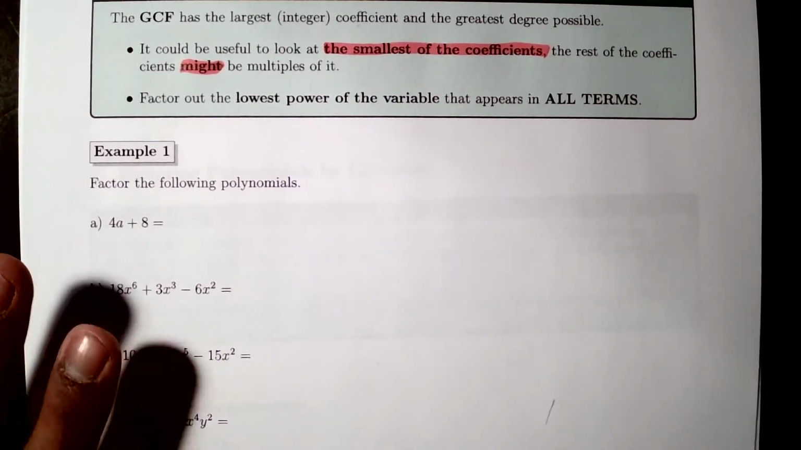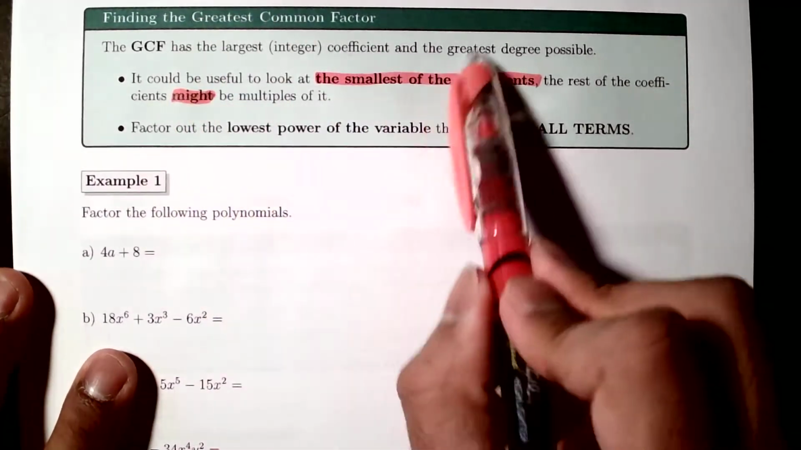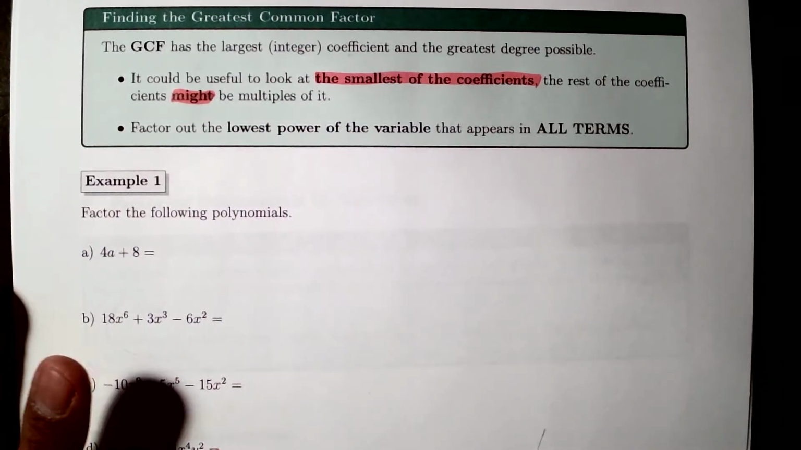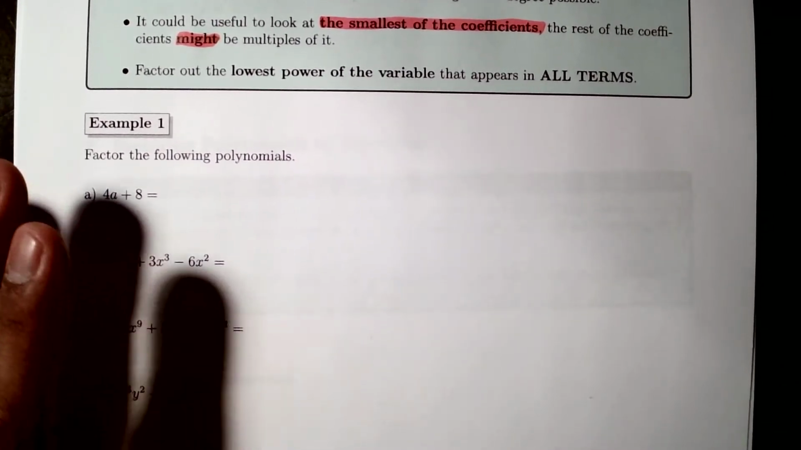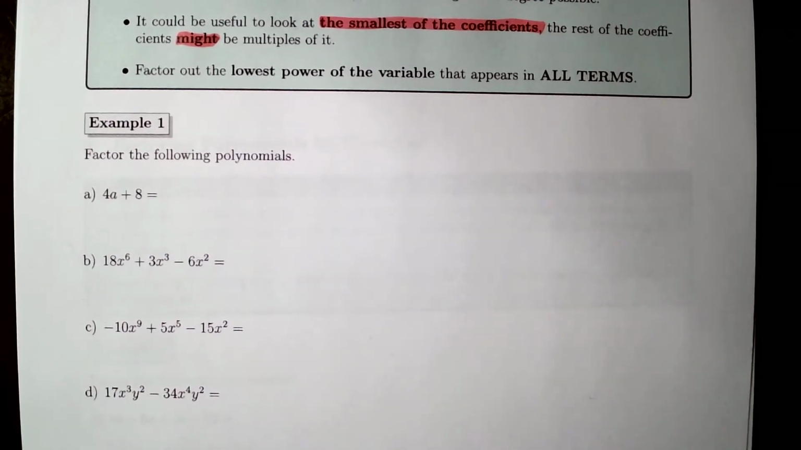Okay. So the best way to understand what we have in the green box is by seeing this in action with some examples. All right, so let's see what we are going to do.